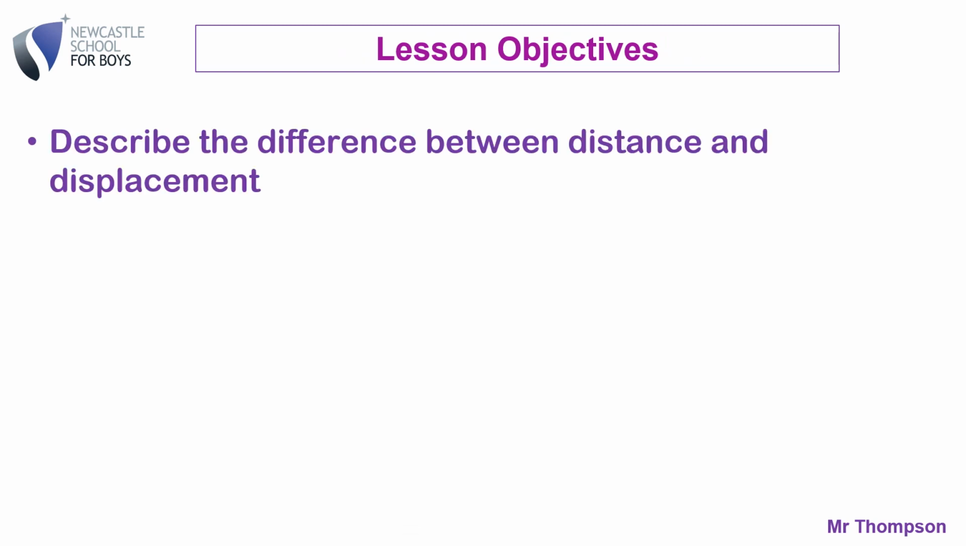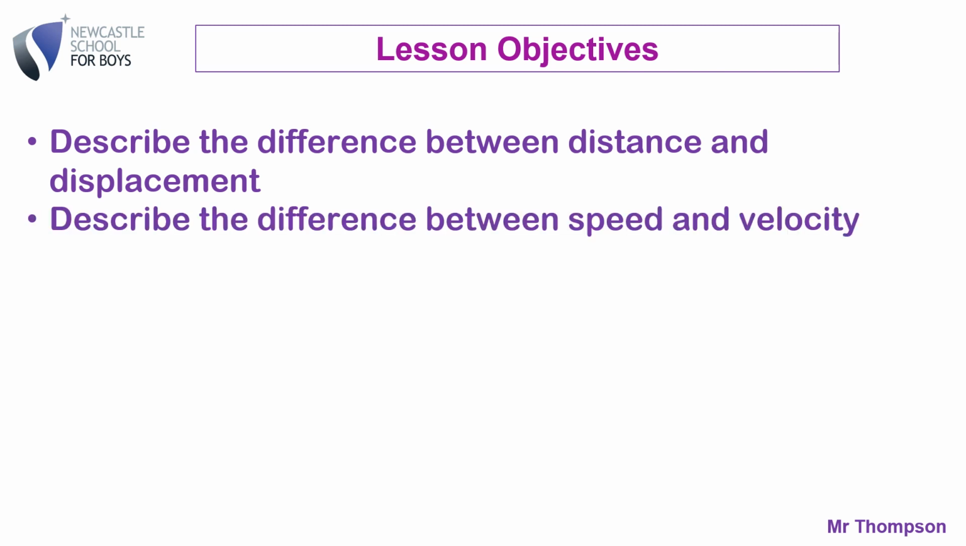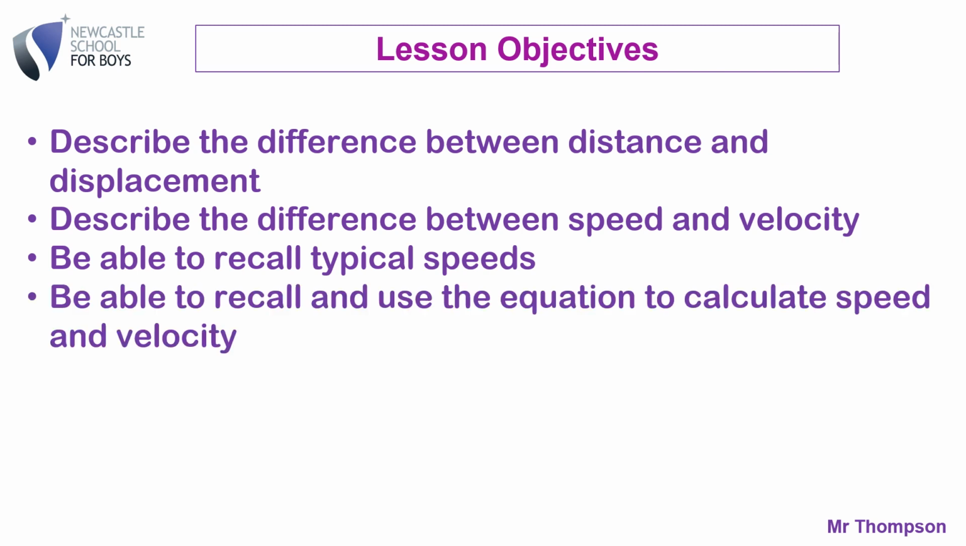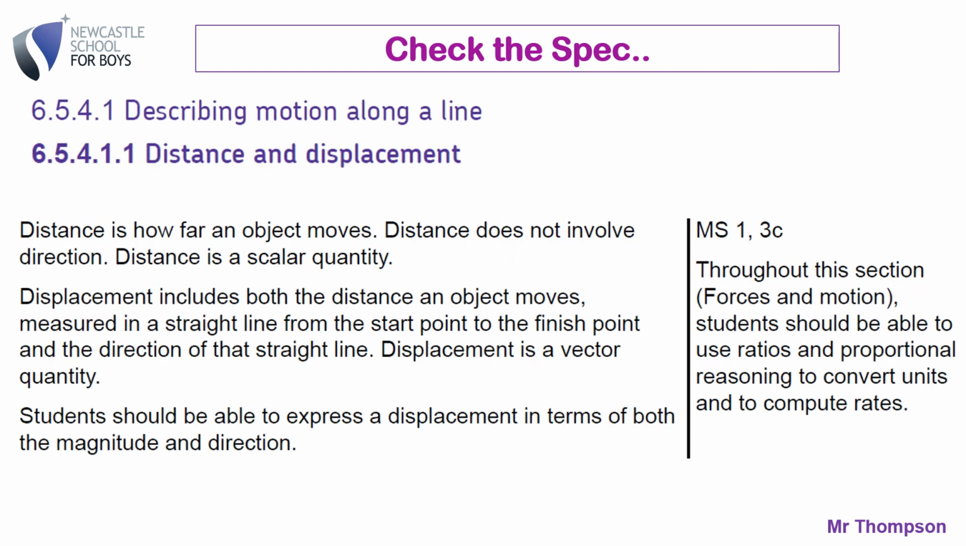Today's lesson objectives are quite straightforward. In fact, it's something you did in year 7 and you did again, I think, at the end of year 8. You describe the difference between distance and displacement, describe the difference between speed and velocity, be able to recall typical speeds and be able to recall and use the equation to calculate speed and velocity. So today's all about speed and using the speed equation with an assessment at the end, as I've done every lesson, to see if you can use that calculation and see also if you understand the differences between these terms.